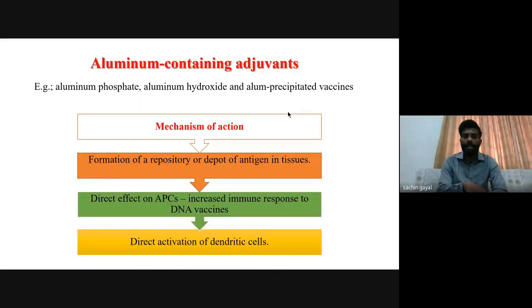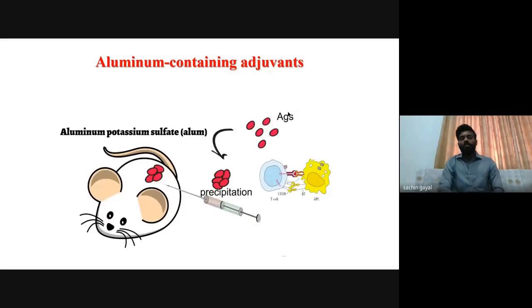This is a type of adjuvant, that is aluminum containing adjuvants, in which aluminum phosphate, aluminum hydroxide, and alum precipitate are examples of aluminum containing adjuvant. And this is the flowchart regarding the mechanism of action of that aluminum containing adjuvant. In this picture, we can see that the antigens are there. These antigens are precipitated by alum. So a precipitate is formed, and this precipitate is injected into the animal.